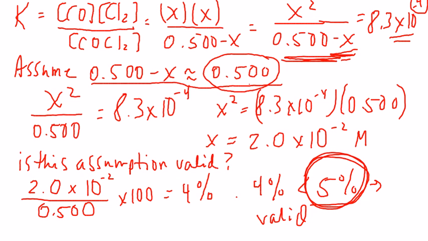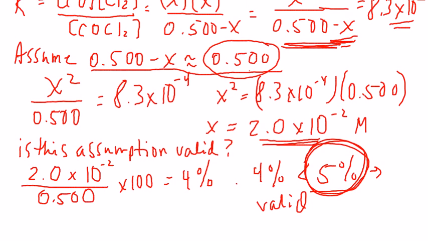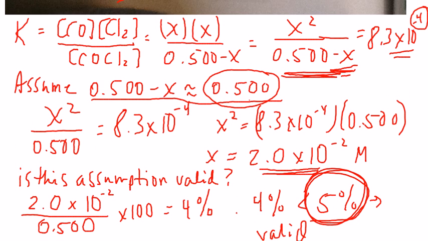If the amount that comes off is greater than 5%, then the assumption that we just made isn't valid, and you would have to do a lot more complex math. However, on the AP, they'll basically always give you a situation where you can do this. If this is your scenario, you should look to make this assumption.